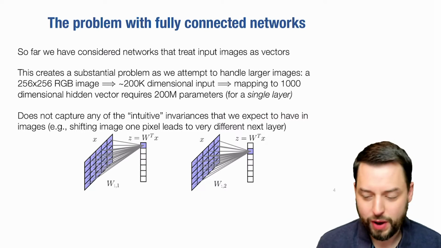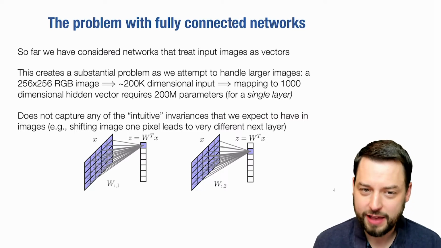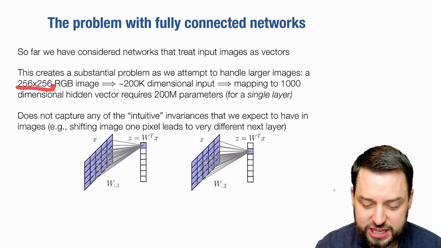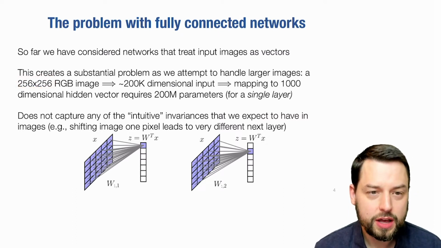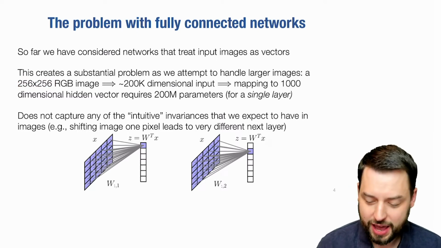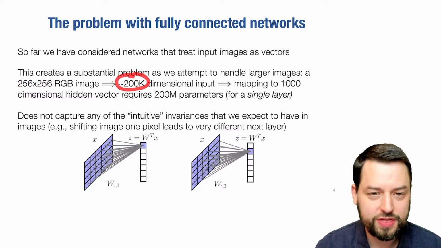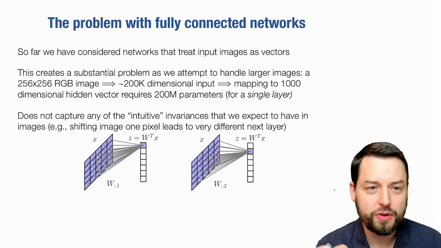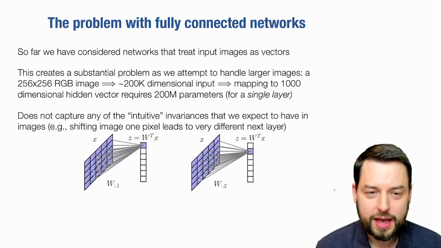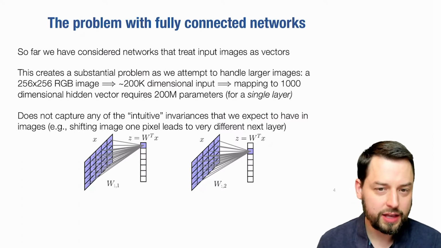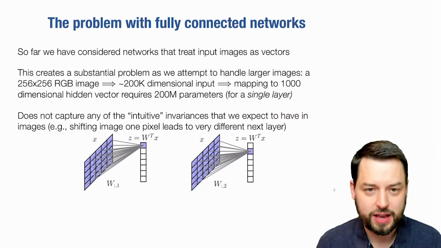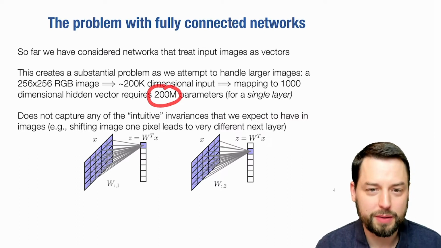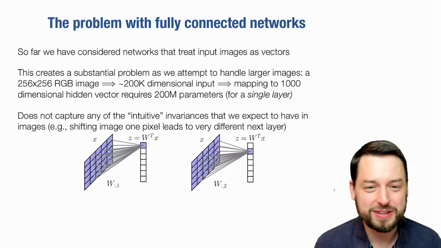It's quite a different thing if you have larger images. This does not scale as an approach, right? Because if you had something like a 256 by 256 RGB image, that would result in about 200,000, so three channels times 256 times 256, that's about 200,000 dimensional inputs. And if you wanted to just map that to a single hidden layer that was, say, 1,000 dimensional, that would require 200 million parameters.